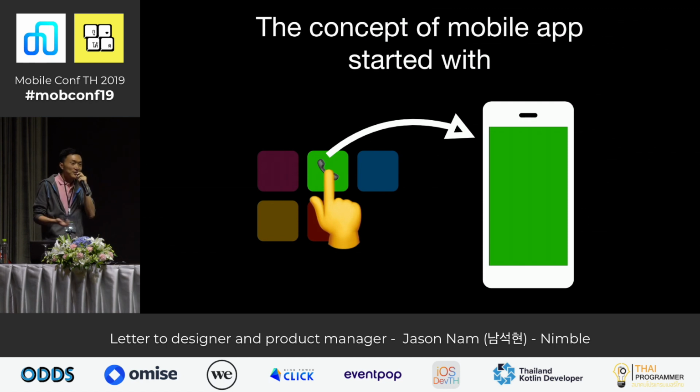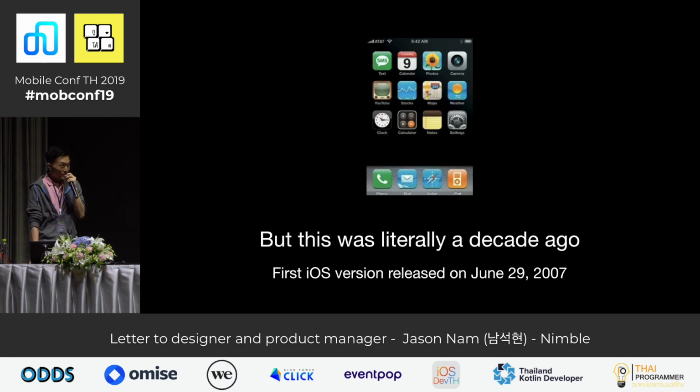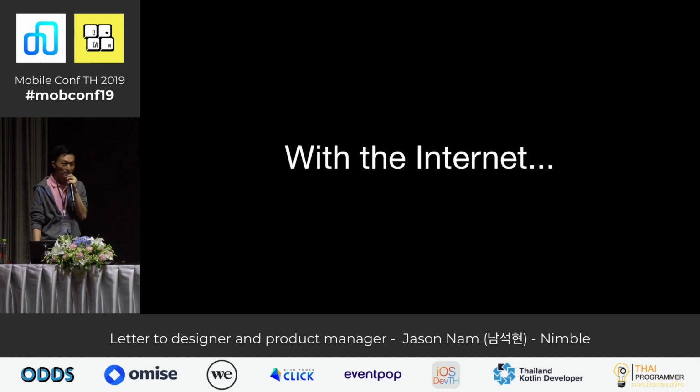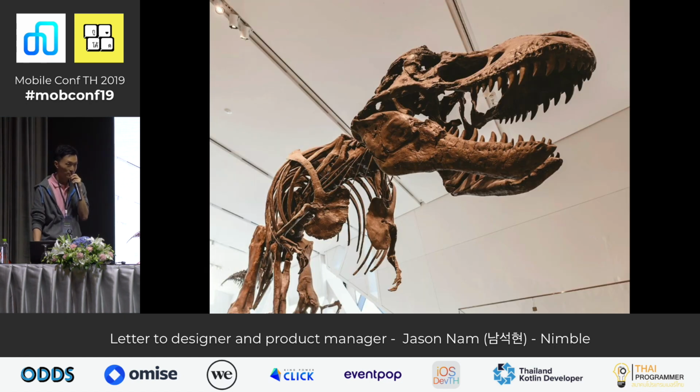So let's say Steve Jobs came in and he introduced an app, and it was like this. The concept of a mobile app was basically an array of icons. We click it, and it takes the whole screen. And this is the app we usually think and talk about. But it was literally a decade ago. It was released in 2007, so 12 years ago. With internet time, we say internet time is kind of like fossil fuel, so it's a very, very long time ago.